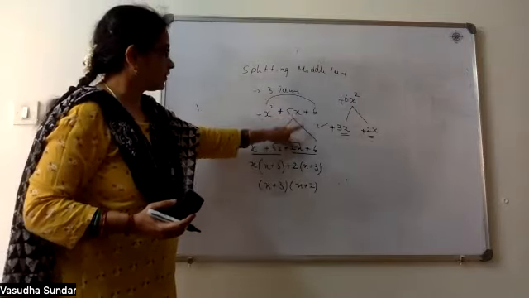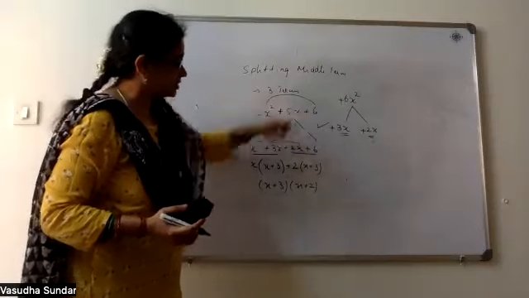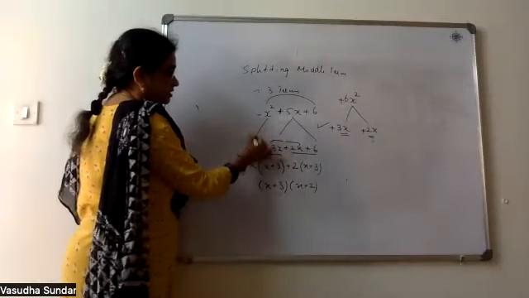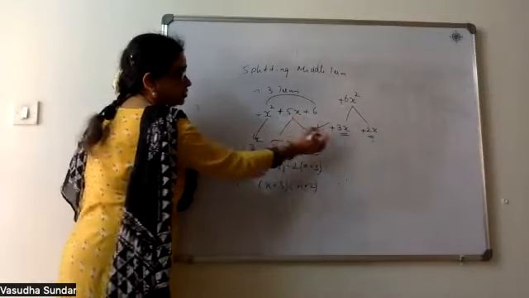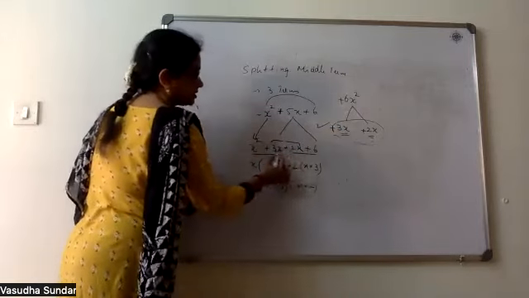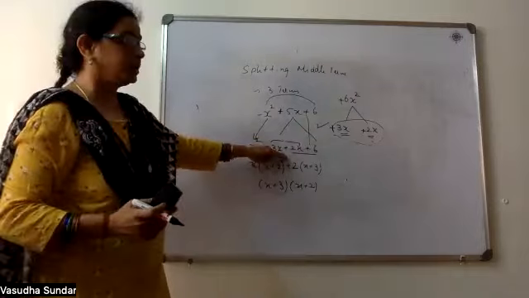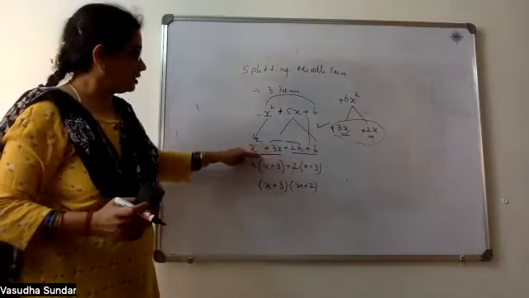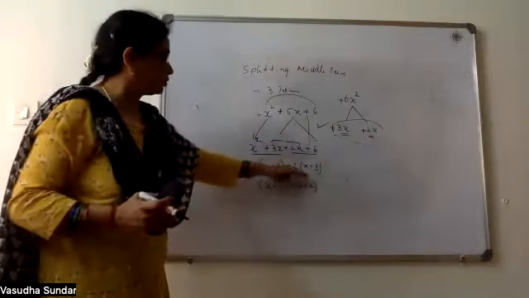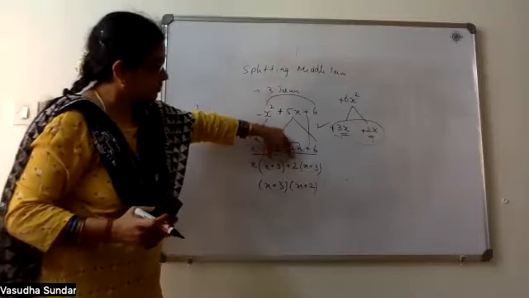Then you split this 5x as plus 3x plus 2x. Write this as it is, and after this, you have to use plus 3x plus 2x and then write this as it is. Now we have split the middle term. Next is grouping. You group these two terms like how you did in the last class. Again here x plus 3 is common.